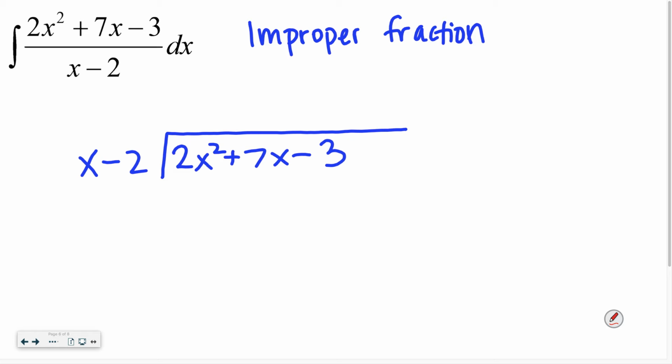All right. X. Okay, look. X times what is 2x squared? 2x. So we're going to put that in the x column. And then this guy right here gets multiplied to that number that we just wrote. X times 2x is 2x squared. Negative 2 times 2x is negative 4x.